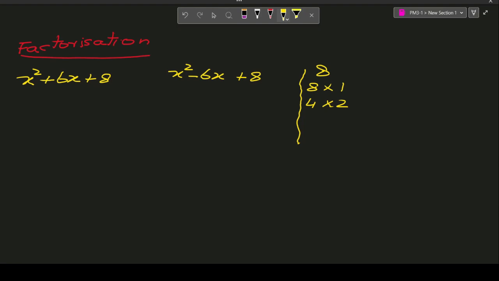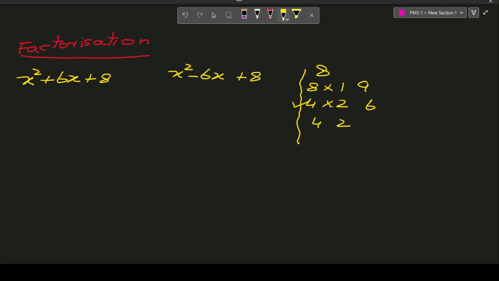We can do only 2 things. Either we have to add them or we have to subtract one number from the other. We'll know this from the sign of the constant. If the sign of the constant is plus, like here in both the cases, then we'll have to add them to get 6. If you see, 8 plus 1 will give me 9, whereas 4 plus 2 will give me 6. So that means this is the right factor. So in this case, you have to add 4 and 2.